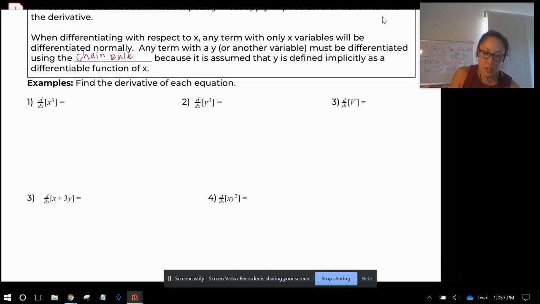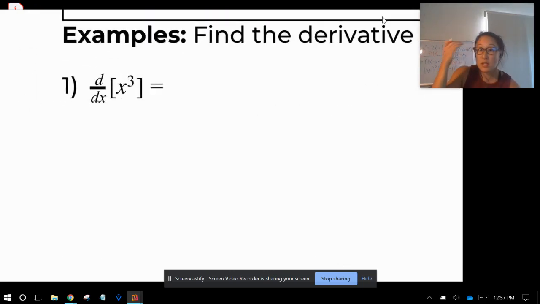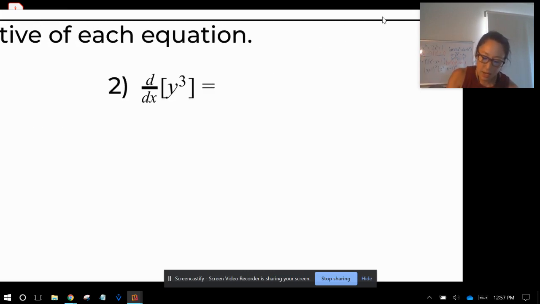So here's the deal. What we're going to do is find the derivative. This is a normal derivative. We're going to take the derivative in terms of x, meaning that x is the independent variable in our function. So right now, x is the independent variable, so we just take the derivative by using our power rule. So 3x squared. Done.